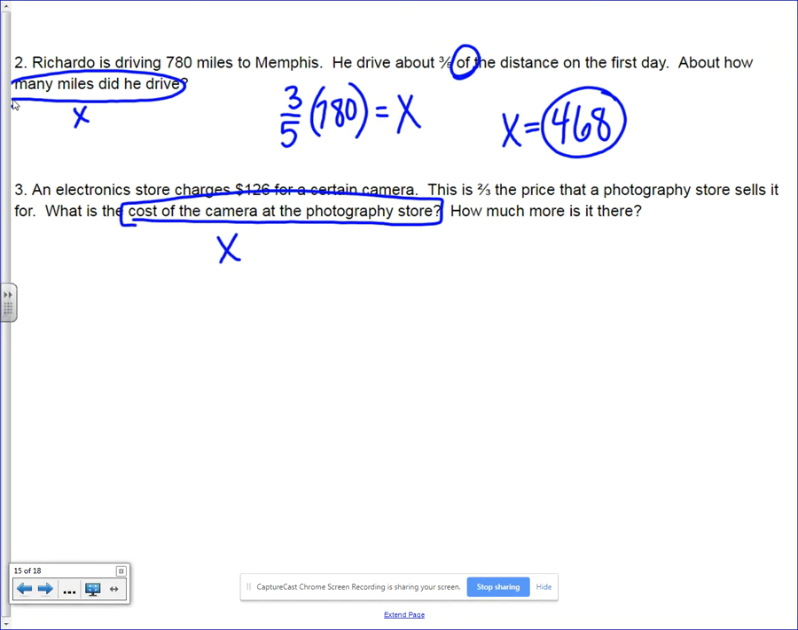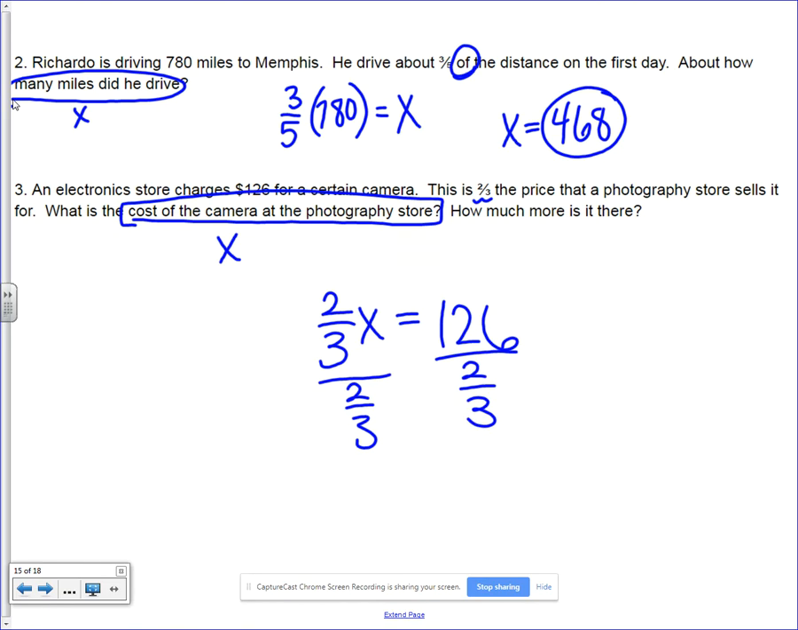It says here, this is 2/3 the price. So 2/3 of the price at the photography store is equal to the price at this electronics store. So if I want to isolate that variable, I'm going to divide by 2/3. Now remember, a few minutes ago, I said dividing by a fraction is the same thing as multiplying by the reciprocal. So when we actually divide this, it gives me $189.